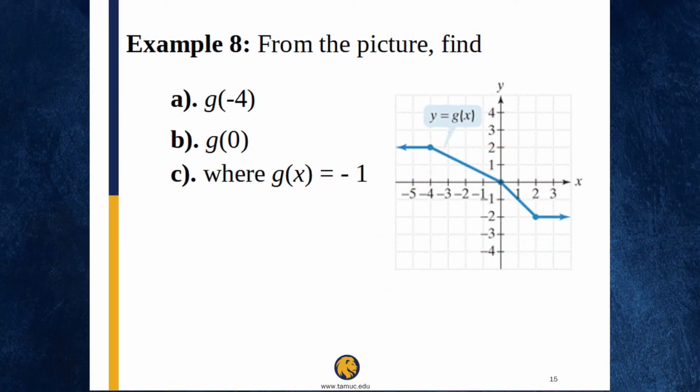Now our next thing we're going to talk more about are some of the graphs of functions and how to read the information from the graphs. So from this picture, we're going to find the value for g of negative 4, g of 0, and where g of x is equal to negative 1.